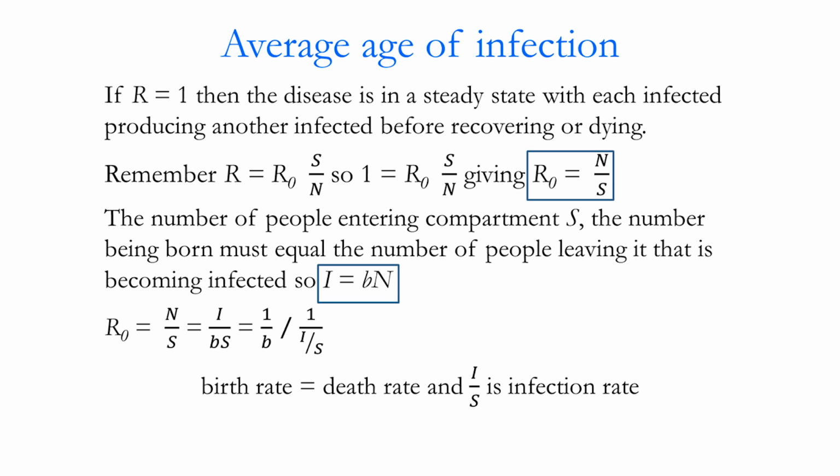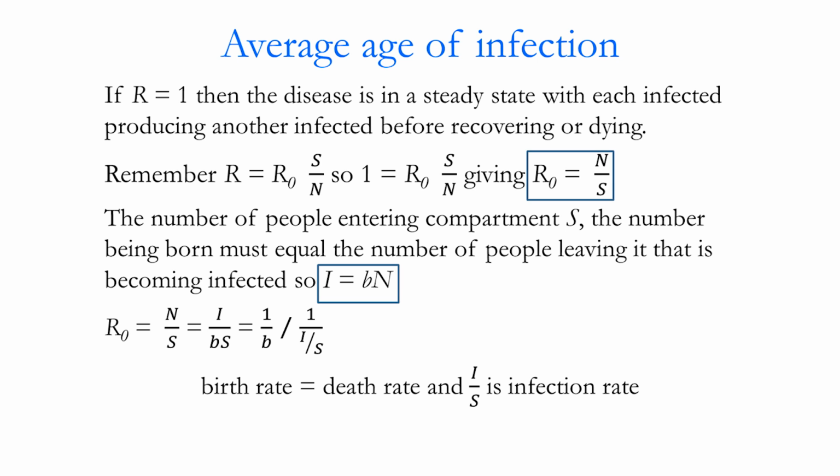And now I go back to my little aside I had about rates. If you have a steady state situation, the birth rate is going to be equal to the death rate. So 1 over B here is 1 over the birth rate. It's the same as 1 over the death rate. And I told you that that, therefore, is the average age, the average lifetime in the population.